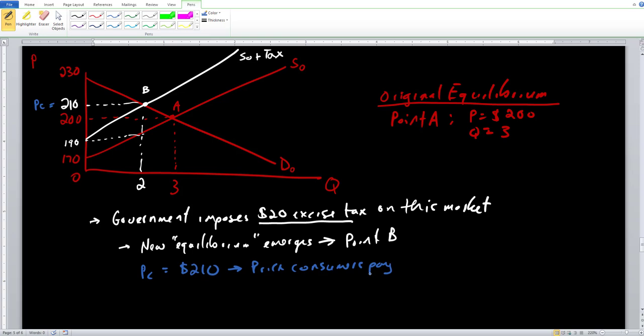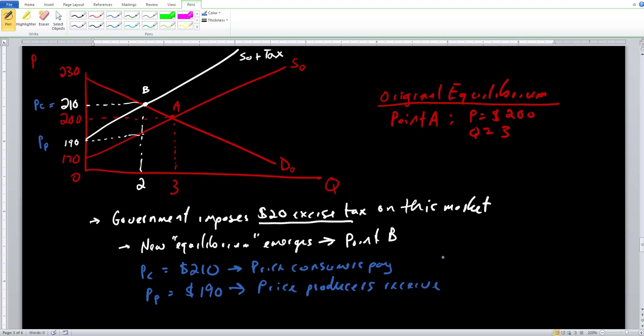However, the supplier is not going to receive the full $210 because the government is going to take $20 away from that as a tax. Remember, the government is the one that is levying these taxes. So what exactly does the producer receive? They receive $210 from the consumers, but they have to pay the government $20 in taxes. So this is the price producers receive, P sub P in this instance. We see that the producers are going to receive $190. So this is the price producers or the suppliers receive.